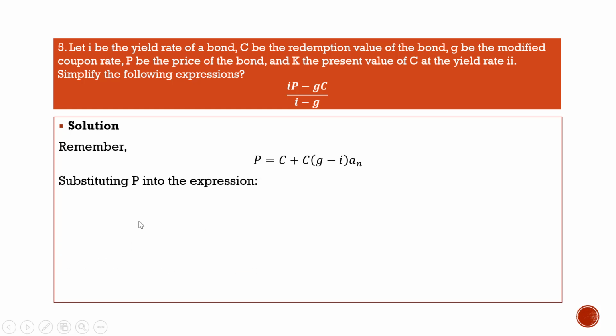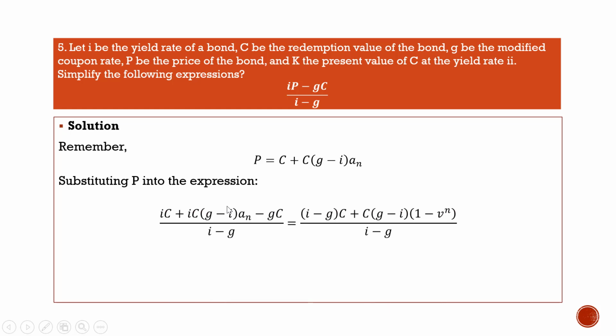Now I substitute P into the expression. The first two terms are the same as iP, so this is iC plus iC times (g - i) a angle n, and the last term is gC. Now we group iC and gC together, so I have (i - g) times C. And this term becomes (g - i) times C times (1 - v^n), because a angle n is (1 - v^n) over i, with i canceling.